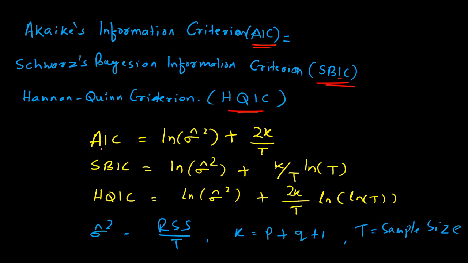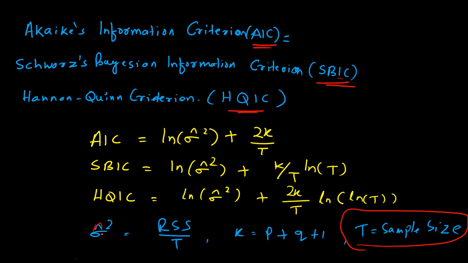Alright, so the AIC is given by ln of sigma hat square plus 2k by T. Okay, so what is sigma hat? Sigma hat square is nothing but RSS, the residual sum of squares, divided by T. T is nothing but the sample size you are using for the model. Okay, and hat is used because it's an estimated thing.